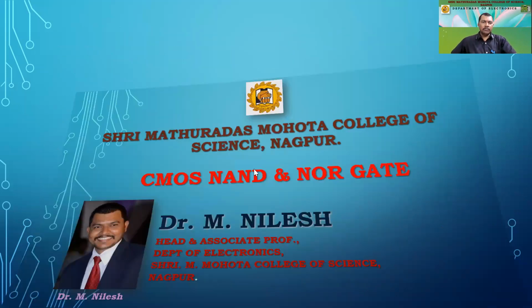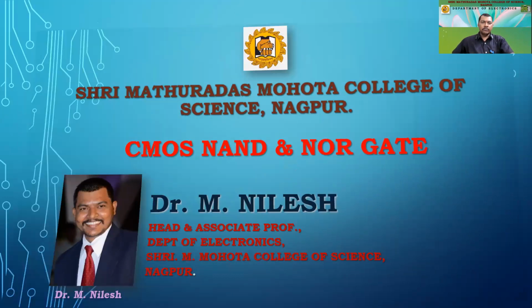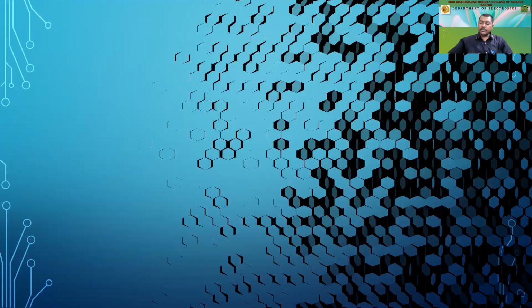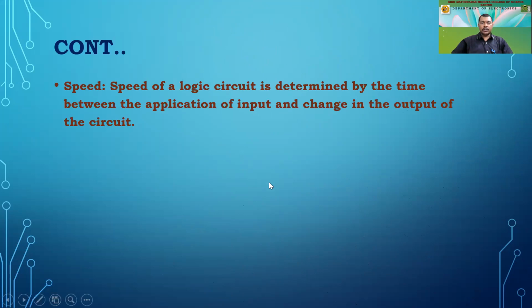So today we have studied the CMOS NAND and NOR gate, right? And some of the characteristics of logic families. The main characteristics of logic families are speed, fan in, fan out, noise immunity, as well as power dissipation. These are the definitions of that. Speed of a logic circuit is determined by the time between the application of input and the change in the output of the circuit. As soon as we give the input, how much time it requires to change its output, that is called the speed.